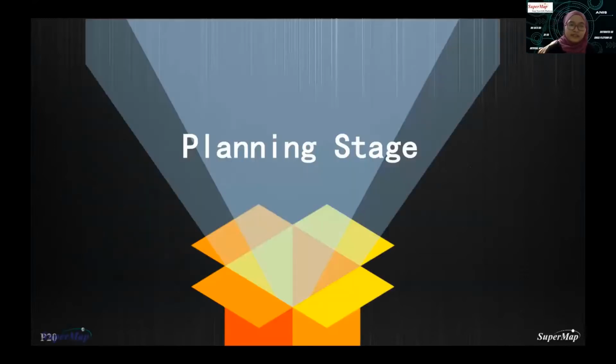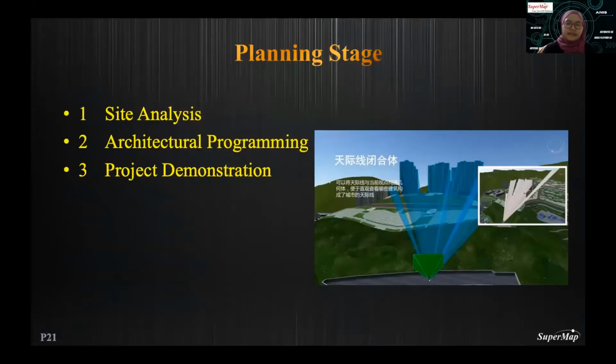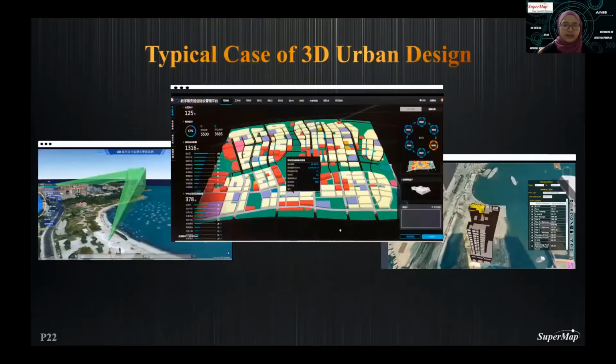So the first one is the planning stage. Let's take a closer look at it. The planning stage can include site analysis, which provides the evaluation of site condition and characteristic. And then the second one, the architectural programming, and the last one, project demonstration. So it is necessary to combine 3D GIS and put BIM in the big scenes, such as oblique photography, to demonstrate and compare the architectural schemes. Okay, so this is the implementation of BIM and GIS in the planning stage.